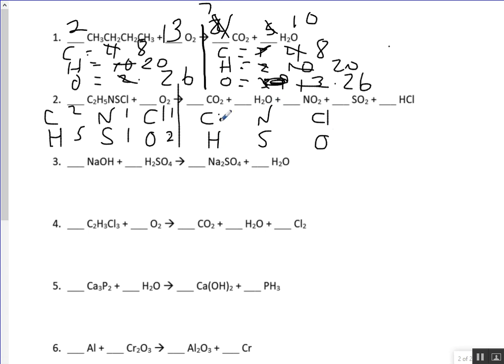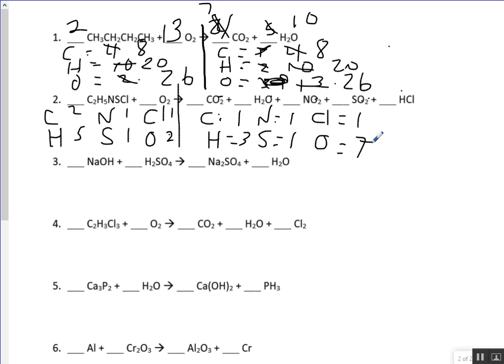I've got 1 C, right? Yep. I've got 2 H's plus this one, so I've got 3 H's. I've got just the 1 N. I've got just the 1 S. I've got 1 Cl. O's going to be a little trickier. I've got it all over the place. 2 O's here. 3, 4, 5, 6, 7. So I have 7 O's.